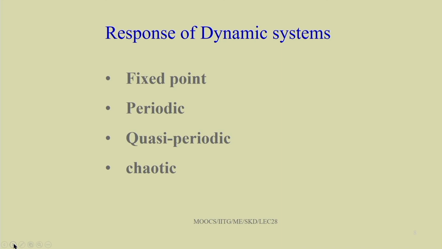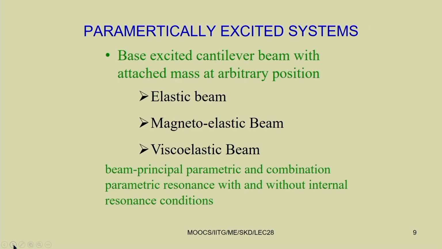Already you are familiar with fixed point response, periodic, quasi-periodic and chaotic responses, which will appear in the dynamic analysis of the system. So, let us take three different types of system: a base excited cantilever beam with attached mass at arbitrary position. We will take an elastic beam, a magnetoelastic beam and a viscoelastic beam. These three different types of beams will be subjected to principal parametric and combination parametric resonance with and without internal resonance. In today's class we will briefly study all these things.